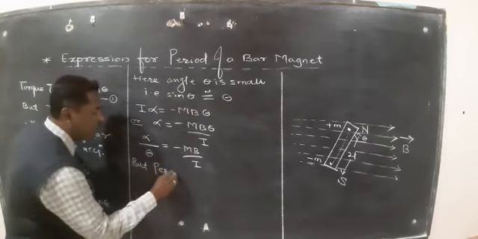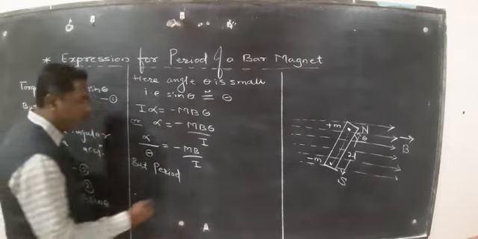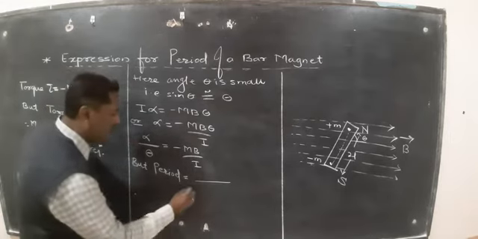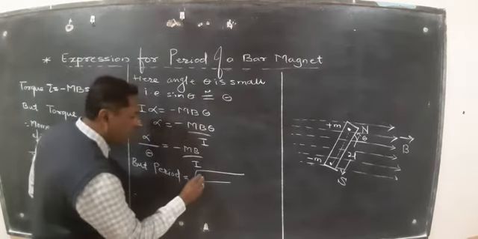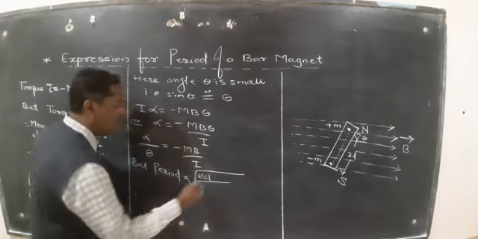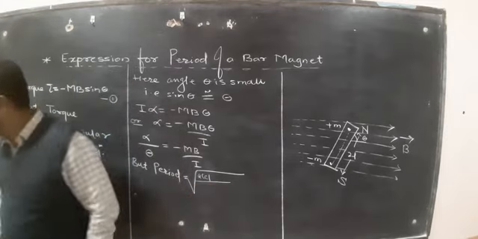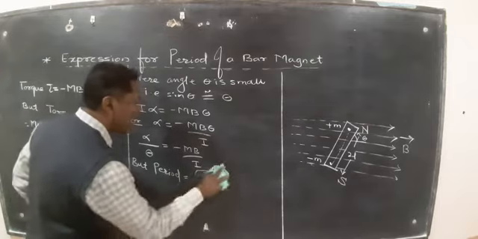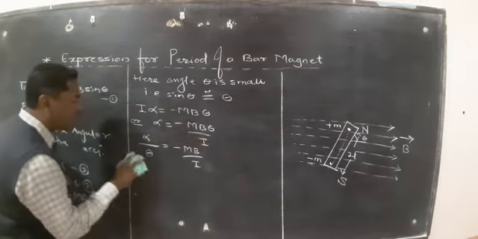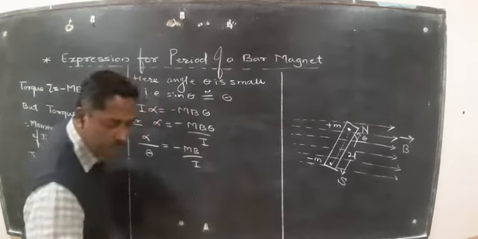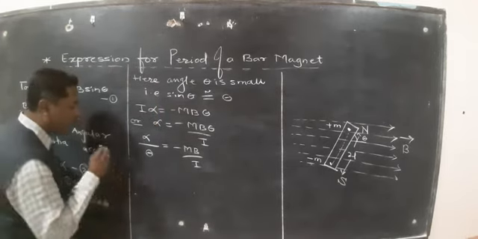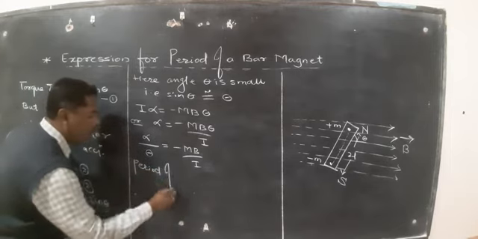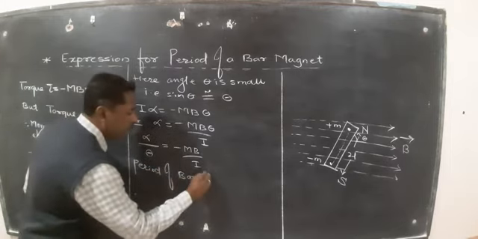Period of a bar magnet. What is period? Period is the ratio of angular acceleration. What do we understand by period of a bar magnet? We are interested to obtain an expression for period of a bar magnet. I mean we have to find the period of a bar magnet. So what is period of a bar magnet?